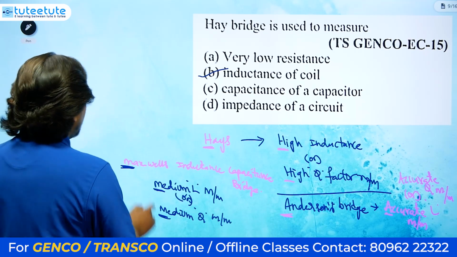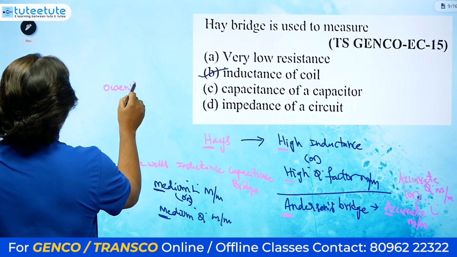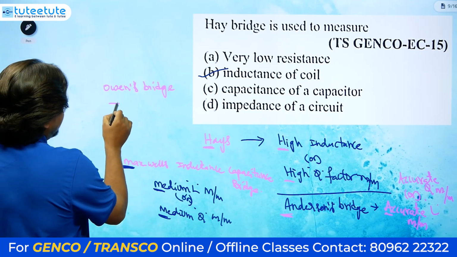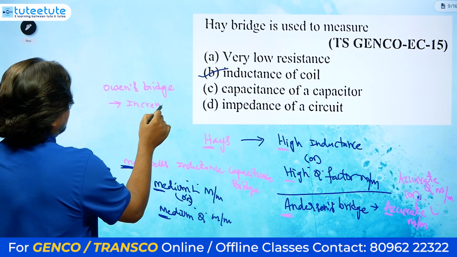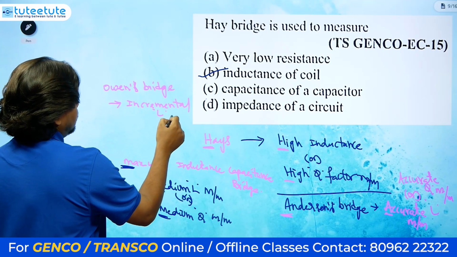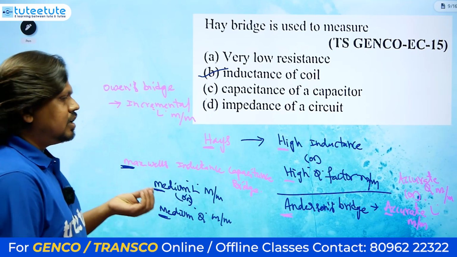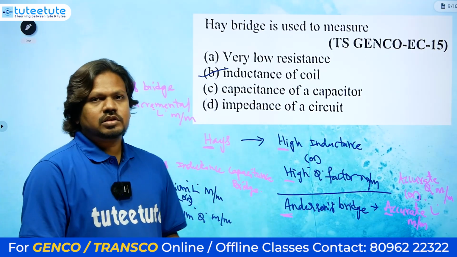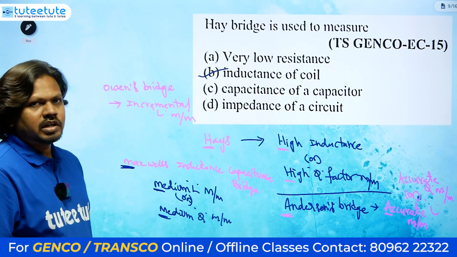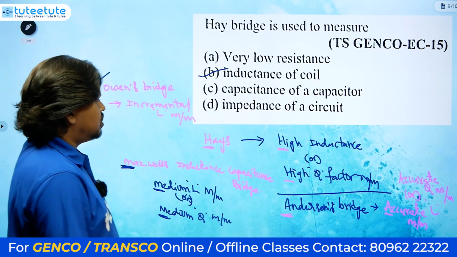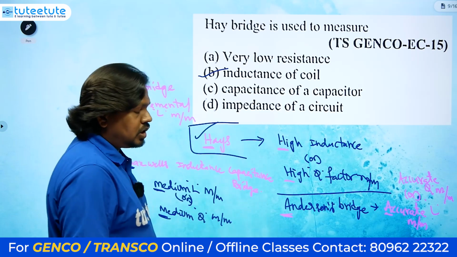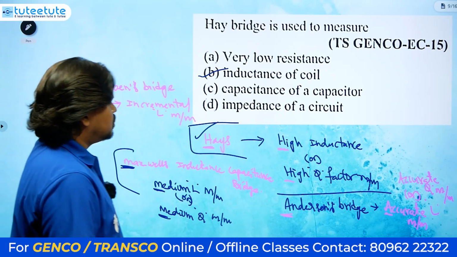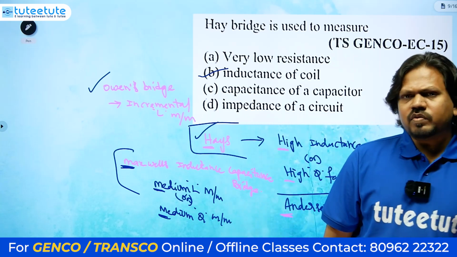Not only this, Owen's bridge. Why are we using Owen's bridge? We are using Owen's bridge for the incremental inductance measurement. Incremental inductance means any small change in inductance. If you want to measure any small increment in inductance, we need to measure it using Owen's bridge. If it is a high inductance, then we can use the Hayes bridge. Maxwell's bridge will be used for the medium inductance measurement. Like this, some of the bridges we need to remember.